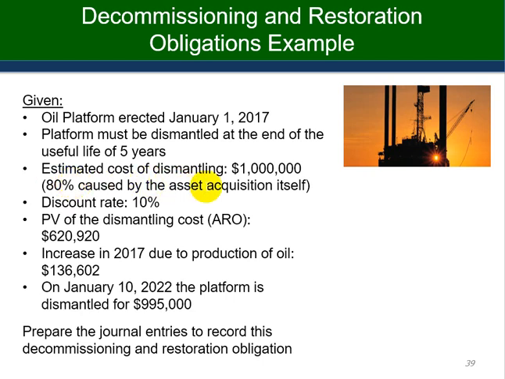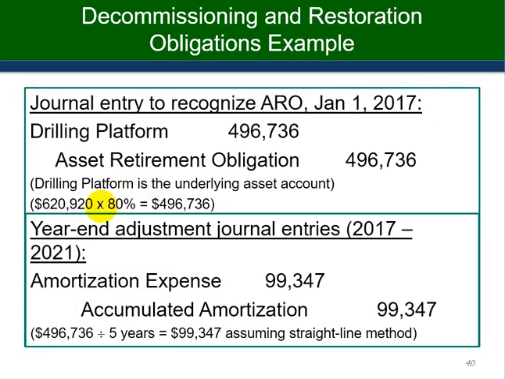80% is due to the asset. There's an additional 20% dismantling costs which are related to something other than the asset. So only the 620,000 times 80% would be recorded as an increase in the asset value. Okay, so back here. 80%, 496,736 is the present value of 80% of the obligation based on the drilling platform itself.